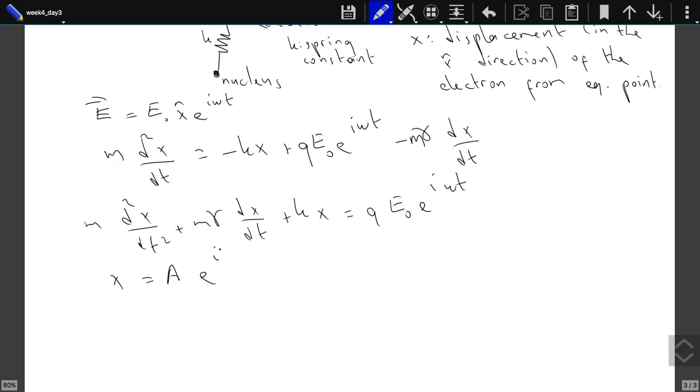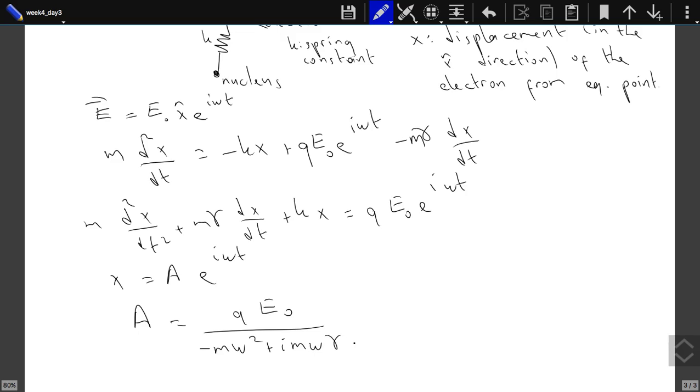It's not the wave vector, it's the spring constant. Well, we need to solve this equation. The easiest way to solve this differential equation is x is equal to some amplitude multiplying e to the power i omega t. Yes, of course, there will be some transient motion, but after all that motion dies away, the electron will basically oscillate with the frequency of the applied electric field.